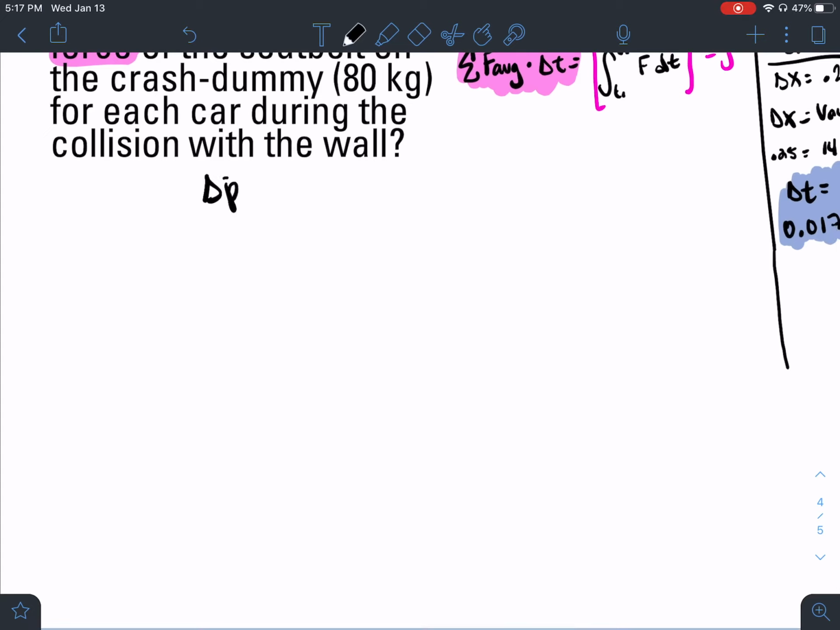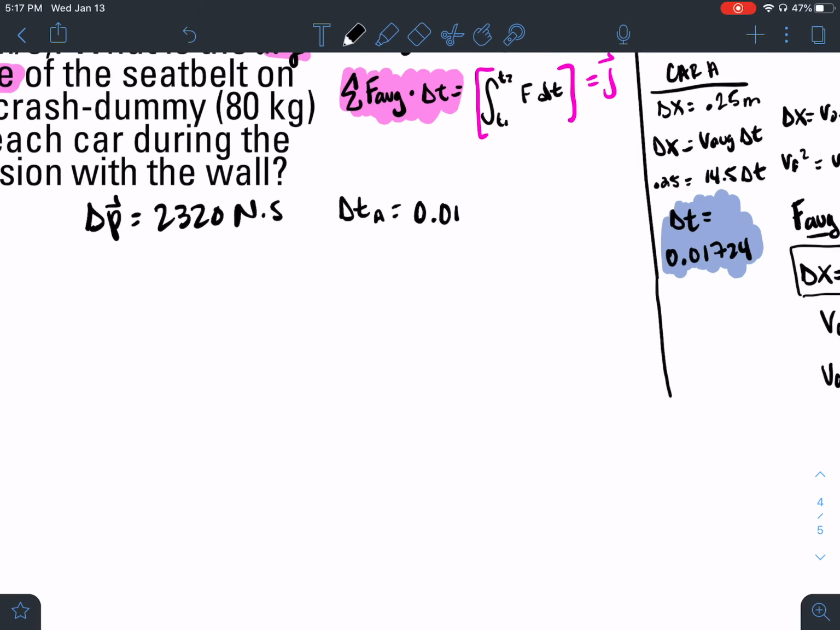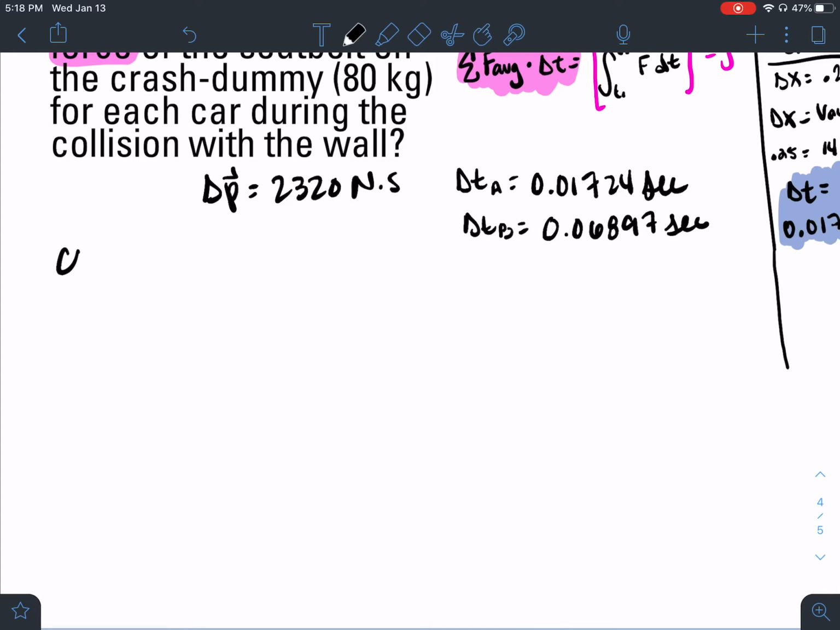So once again, our change in momentum was 2320 newton seconds. Our delta T for car A was 0.01724 seconds. Our delta T for car B was 0.06897 seconds. So let's look at car A then. For car A, we're going to say our change in momentum is equal to our force average times our change in time. We can plug these numbers in.